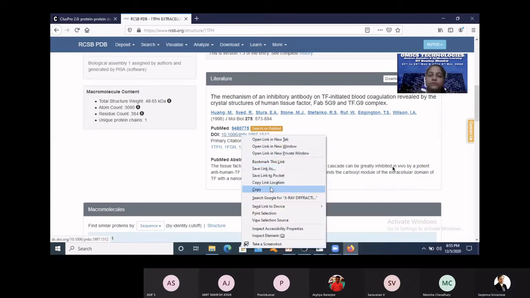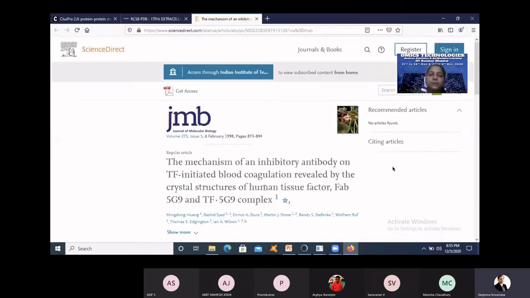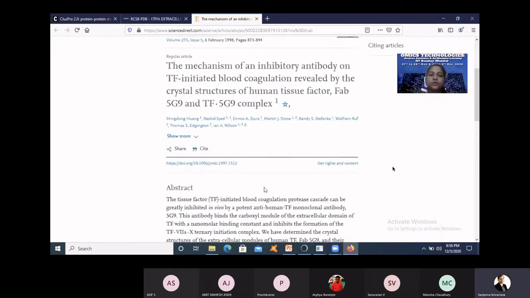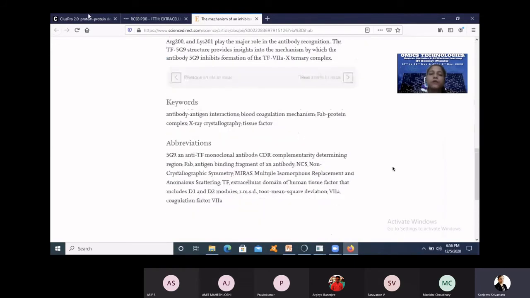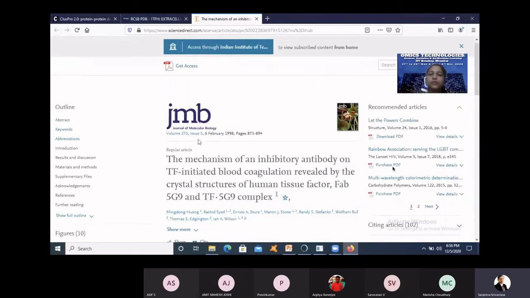obtained. So if I open here, this is where the link of the paper is given. If you go through this paper, we will get all the information about the crystal structure, starting from the binding site residues and everything. This is the paper, the mechanism of an inhibitory antibody on tissue factor. This is how we have to do basic research on the protein which we are considering for our biological studies, for our protein-protein interaction studies.